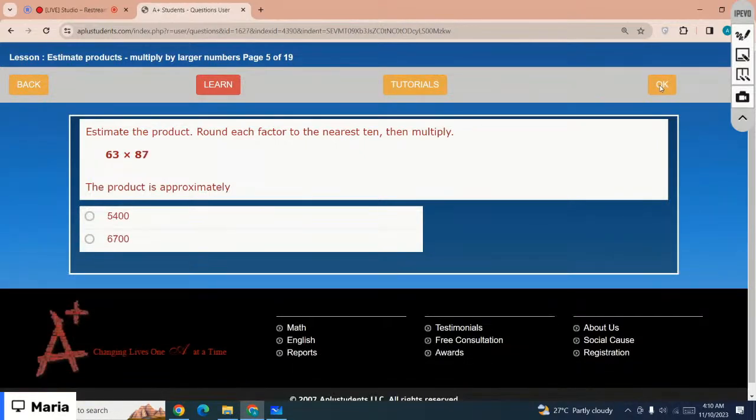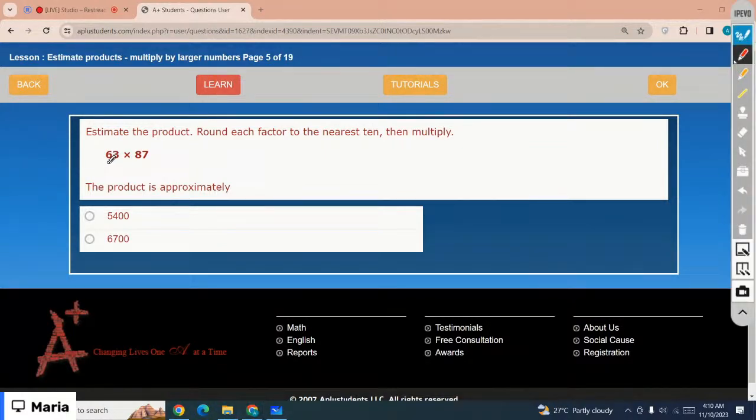Okay, the next one is 63 times 87. So 63 is rounded off to 60, and 87 is rounded off to 90. So you have to do 9 times 6, and 9 times 6 is 54. So the correct option is option number 1. That is 5400. Right? Option number 1 is the correct option.